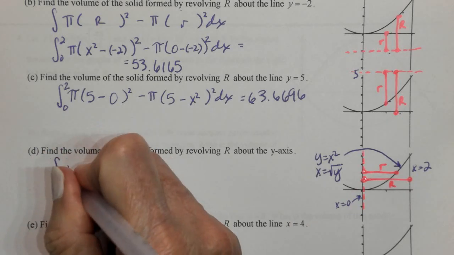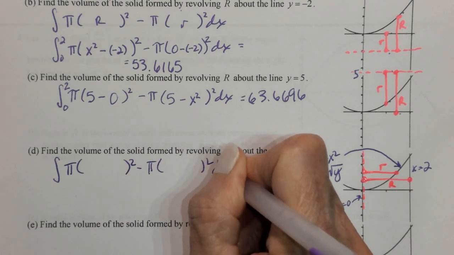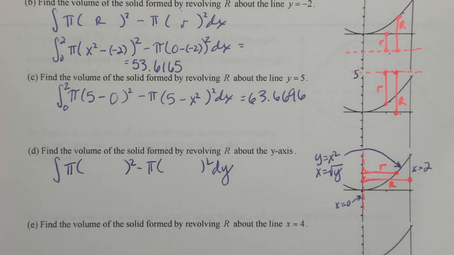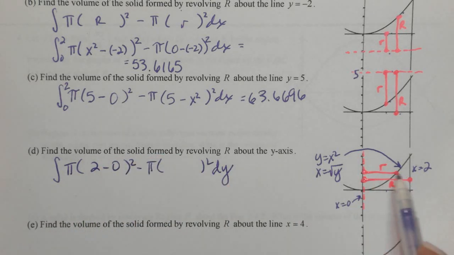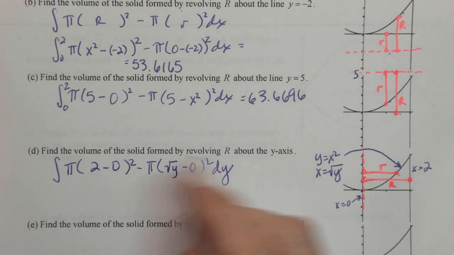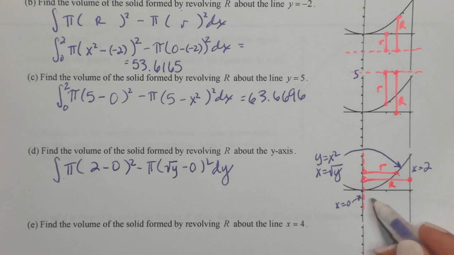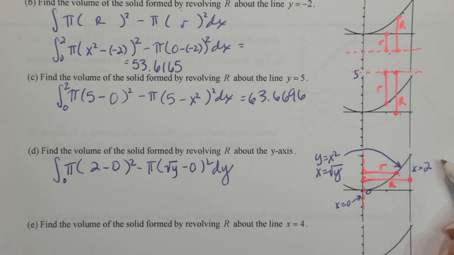So integral pi big R squared minus pi little r squared dy. Big R is right minus left, 2 minus 0, or just 2. Little r, right minus left, square root of y minus 0, or just square root of y. The boundaries are y boundaries. The lowest y is 0, the highest y is 4.